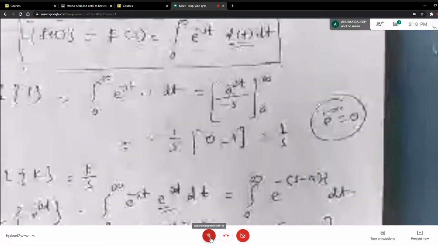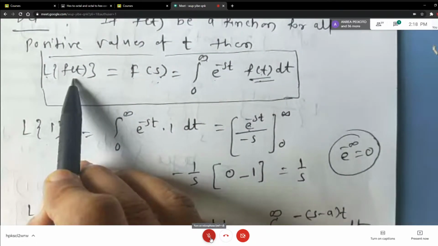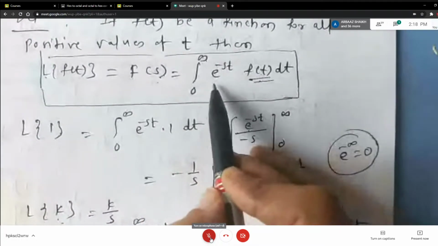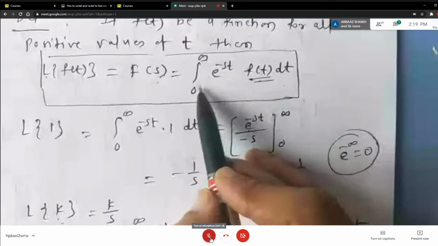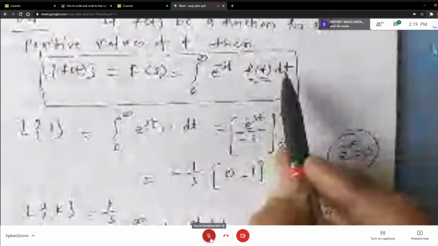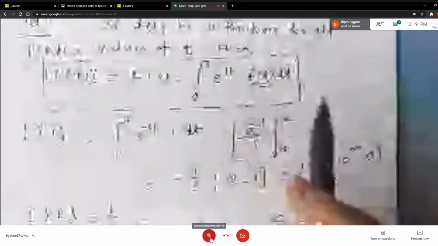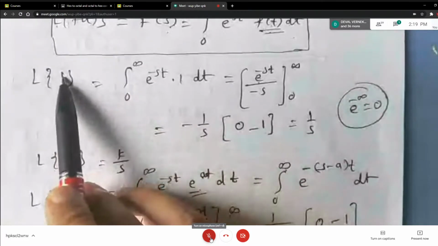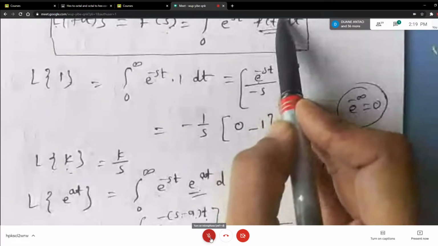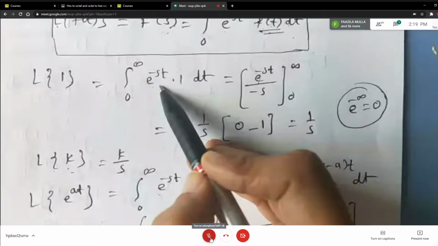I repeat. L of f of t is the Laplace of the function f of t. This is the formula for Laplace: integral from 0 to infinity of e raised to minus st f of t dt. Now, in this formula, you have to replace f of t by 1 on both sides. So this will become 1, and you are getting only the integral from 0 to infinity of e raised to minus st.